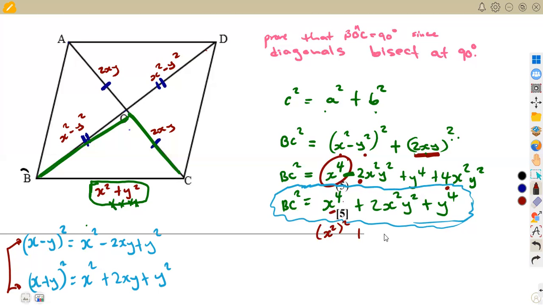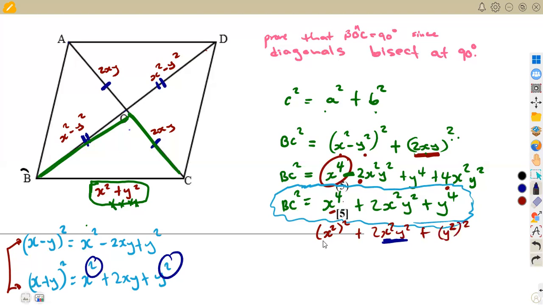Plus 2x squared y squared, plus y to the exponent of 4, which is the same as y squared squared. So as we can see, we have that condition: a square and a square, and the middle term being 2xy, which is the product of the first and the last. So this is our first, this is our last.